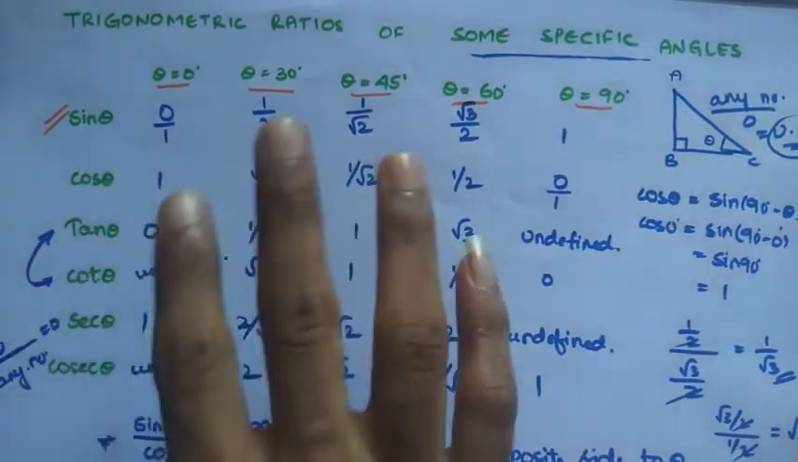trigonometric ratios, let us learn some concept. Some concept is there, that is called All Silver Tea Cups. I'll explain to you what it is.